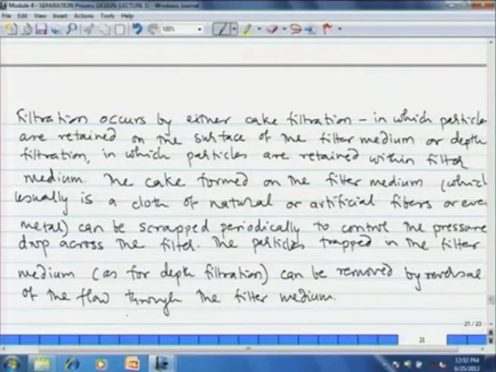Therefore, the pressure drop across the total filter could be across a stacked filter with stacked pieces of the filter. The filter medium could be a cloth of natural or artificial fiber, or it could even be metal, and these filter media are basically enclosed in metal boundaries, or metal frames, and then these are stacked one after another to achieve as high separation as possible.